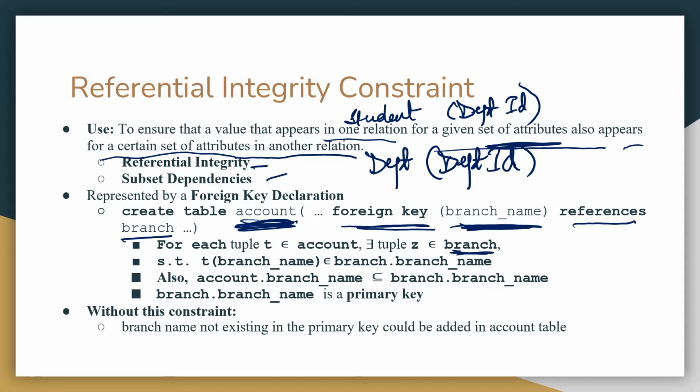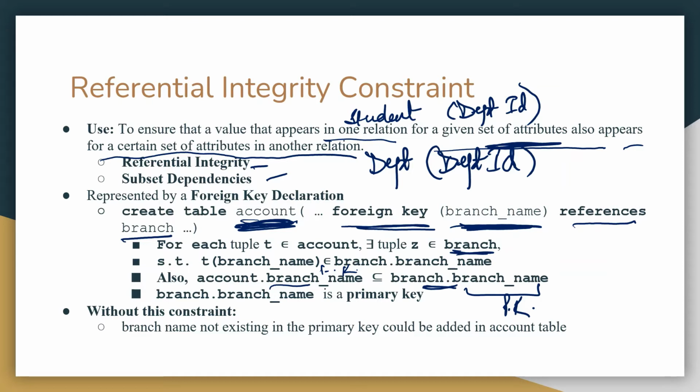Also, we can say that account.branch name, that is the attribute values of branch name in account, are a subset of branch.branch name. I've already explained this. So basically this is our primary key of relation branch, and this is the foreign key of relation account. And we already said that the set of foreign key values is a subset of the set of all the primary key values.